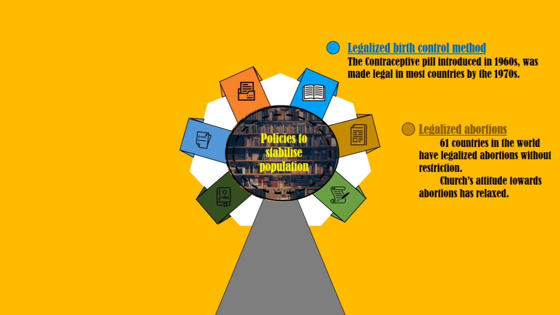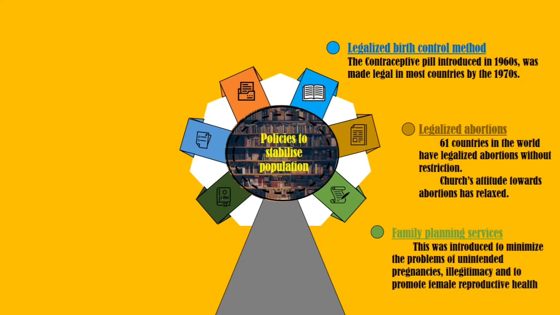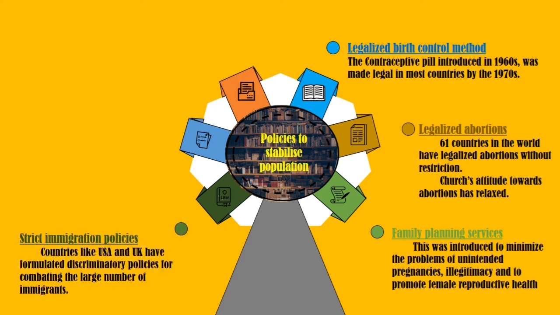And third is family planning services. This was introduced to minimize the problems of unintended pregnancies, illegitimacy, and to promote female reproductive health. The Philippines is one of the countries that have adopted these family planning services. Then number 4 is strict immigration policies, such as countries like the United States and United Kingdom have formulated discriminatory policies for combating the large number of immigrants.